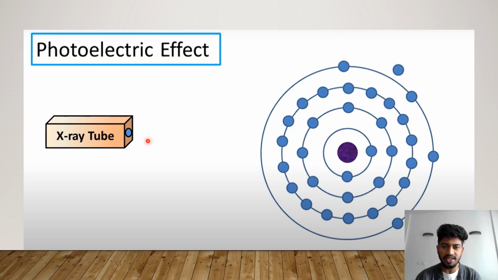If the X-rays being incident on this hold the maximum energy, or the energy is high enough, the electrons will be knocked out when the X-rays get incident. The knocked electrons are called photoelectrons. So this is what happens in X-ray photoelectron spectroscopy.